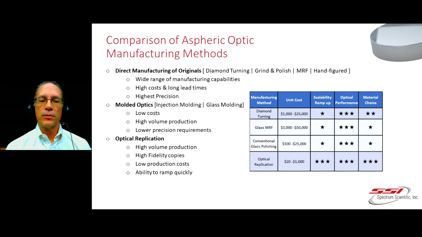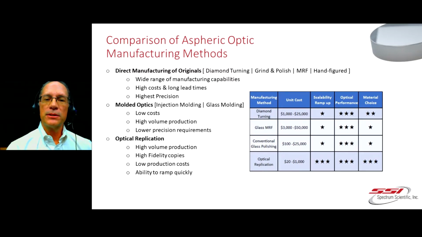This is where optical replication, now on the last row, really offers some great cost advantage, because whether it's low volume or high volume, the costs are quite competitive, and the scalability or ramping up is much more straightforward and streamlined. I have 3 stars there, so everything's on a scale of 1 to 3 if you haven't noticed that yet. So we think optical replication has a 3 on the 1 to 3 scale.